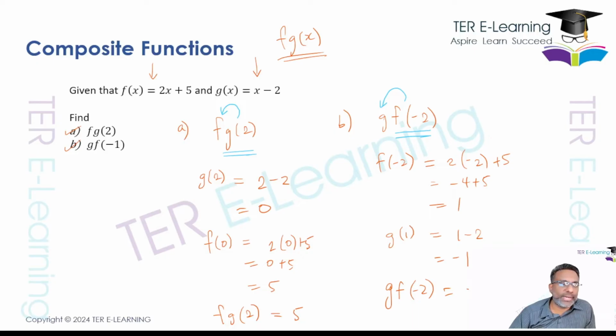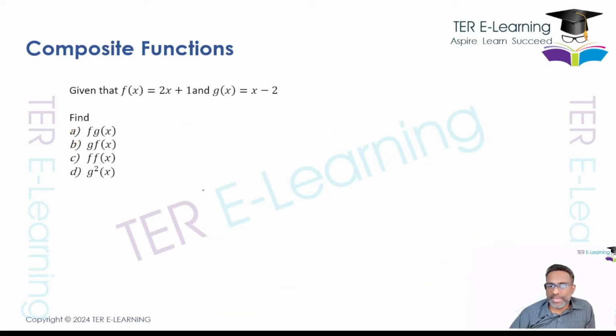Right, let's try something else now. Sometimes they can ask us to work out things like, in part A, fg of x. Now some students have a little trouble trying to understand this, but you need to understand what we are doing when we find a composite function. What we're doing here is taking g of x and plugging that into the function f.